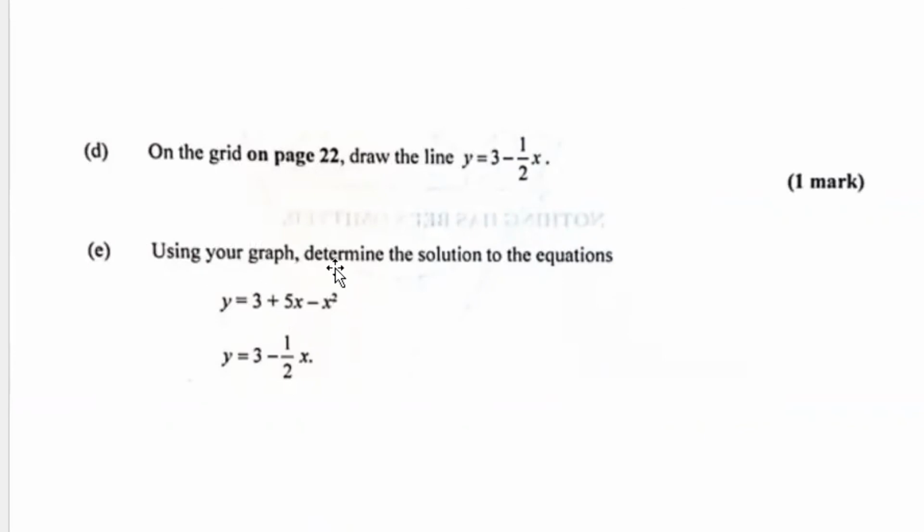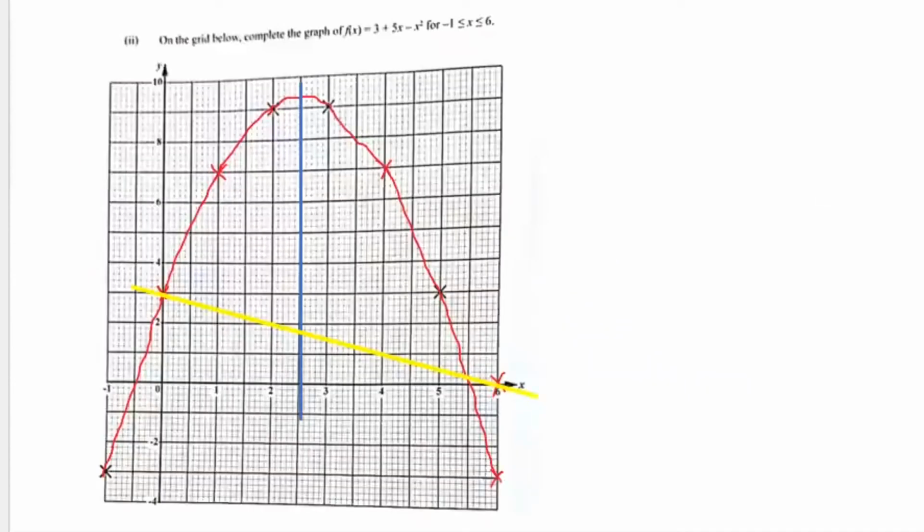Part E now says, using your graph, determine the solution to the equations. Once they're asking you for the solutions, you're looking for the respective x and y values. It's like when solving a simultaneous equation. We're looking at where both graphs basically overlap. So it would be at this point right here. Let's circle it.